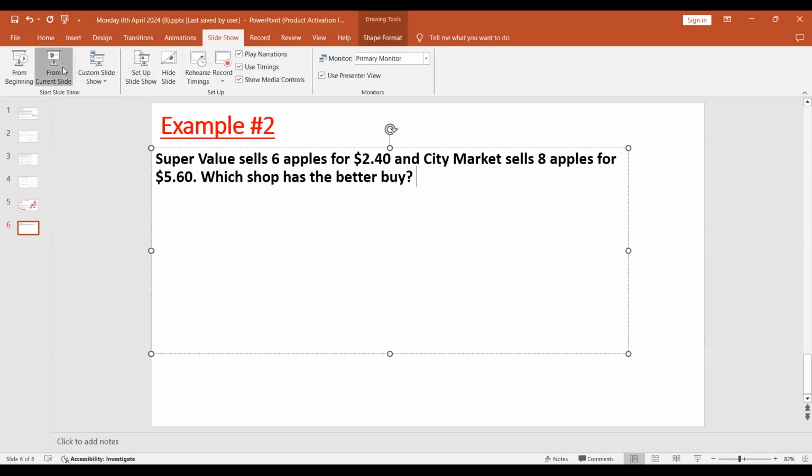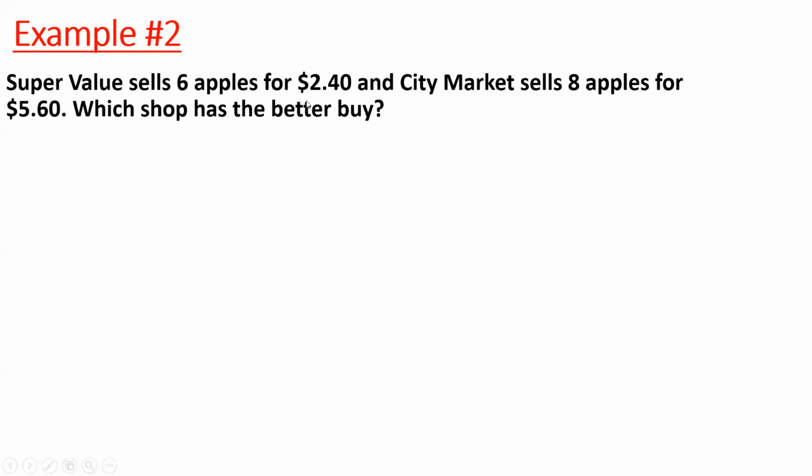Now, this is interesting, right? You could get 6 apples for $2.40, but it's only 6 apples. You could also get 8 apples for $5.60. Which shop has the better buy? So how are we gonna figure out which one is the better buy for this one? Anyone have any idea? 6 apples for $2.40. Then you have 8 apples for $5.60. Which one do you think has the better buy? Let me know.